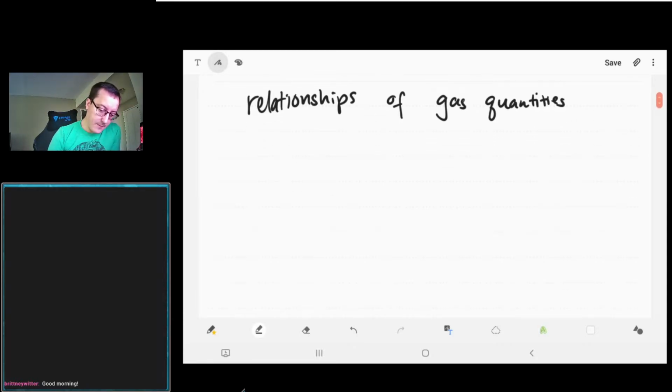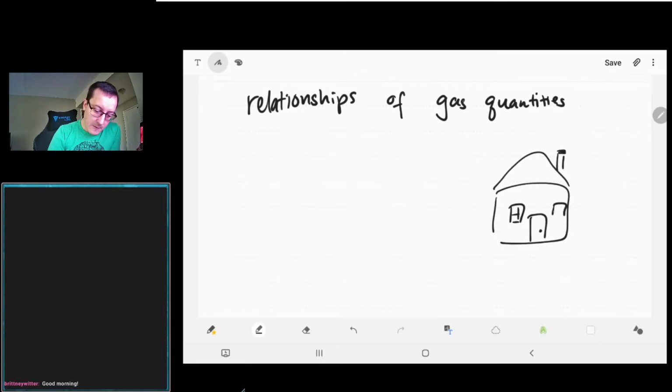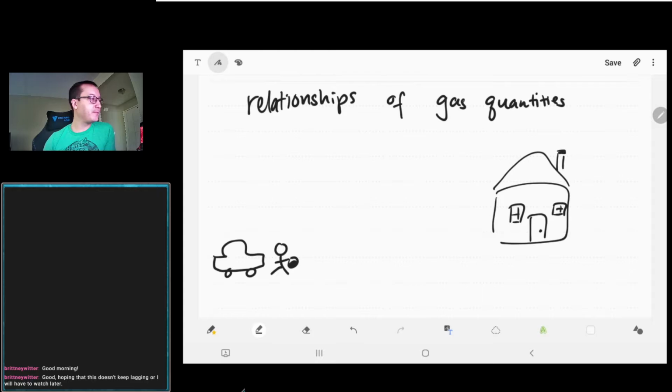Let's say here's my house. Here's the door, chimney, and so on. And here is my car. And here's me unloading a bag of groceries. Hopefully, we'll see how that goes.